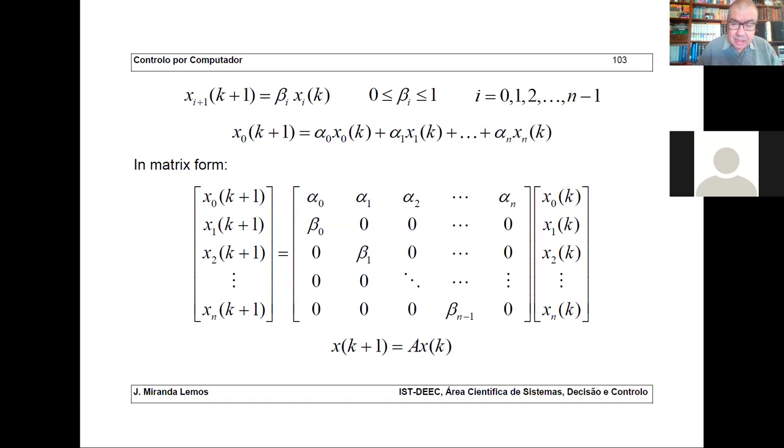Now, this system is not excited. It's a system that starts with some initial condition for x and then evolves by itself. And it's clear that if you do this operation, multiplication by A, you can compute future states. So x is actually a state. If you think of a variable, say just x0, it is not a state, because you need to know the values of the others to compute the same values at time k plus one. So a state is a set of variables such that if you know them at one time instant, then you can compute future values of that set of variables.